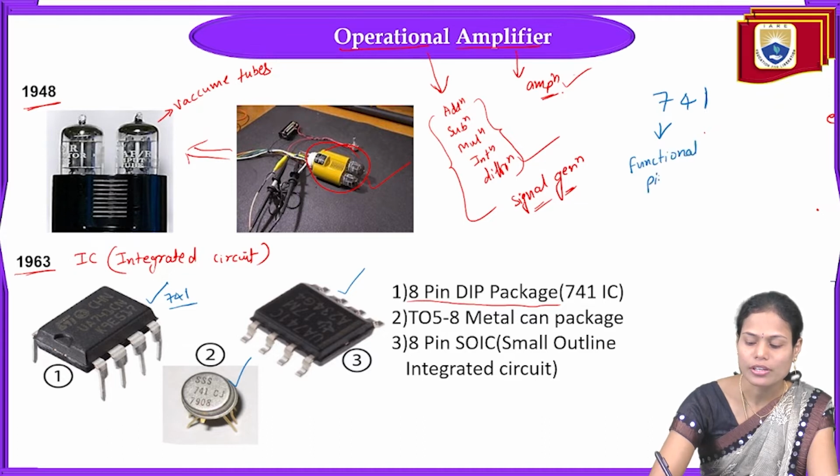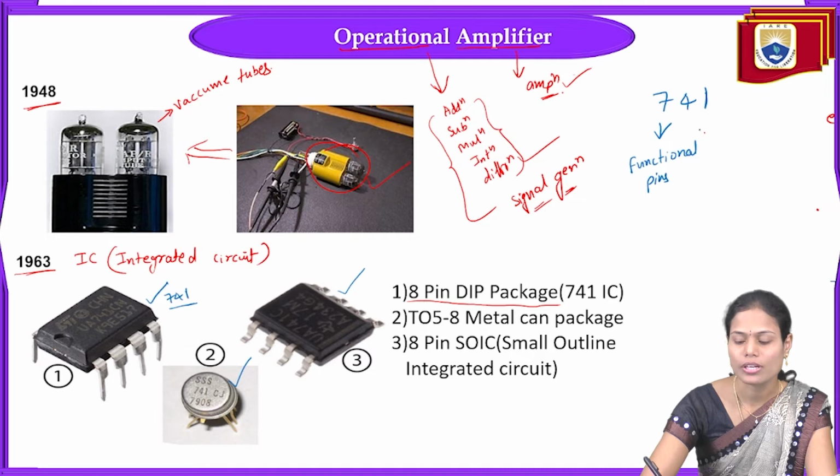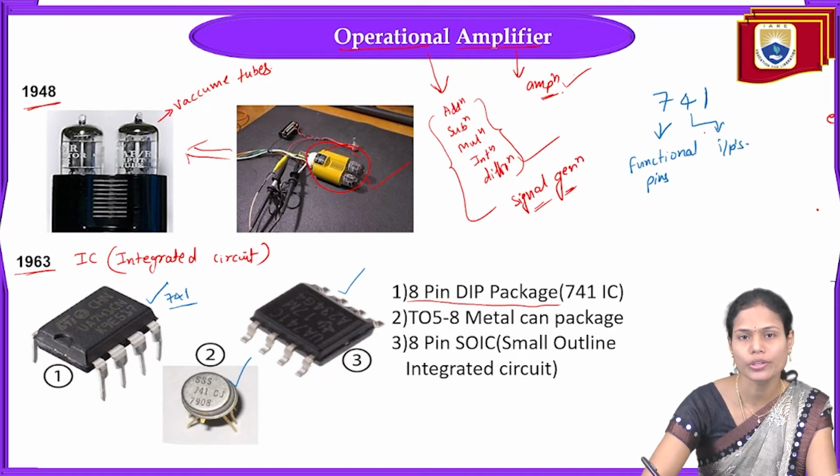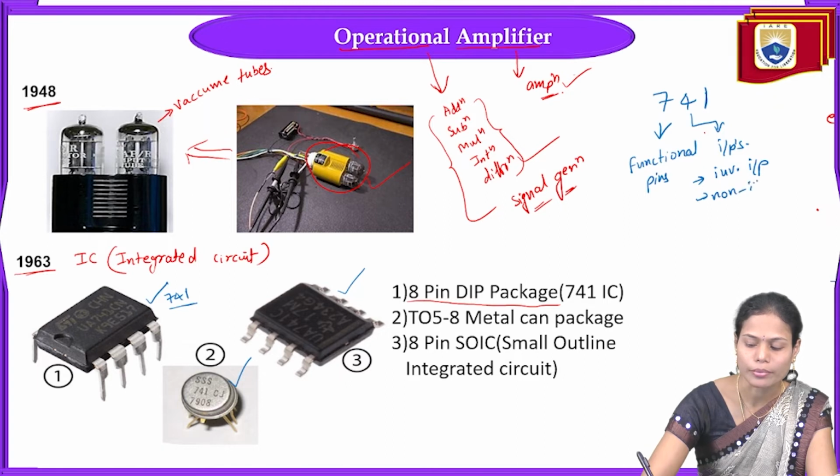7 functional pins. Among those 7 functional pins, 4 are utilized to take the inputs, that is, 2 inputs. In the case of an operational amplifier, internally we have the differential amplifier. In a differential amplifier, we provide the 2 inputs to the 2 transistors. That's why in the operational amplifier also we utilize the differential amplifier, so it has 2 inputs: one is the inverting input and the other is the non-inverting input.